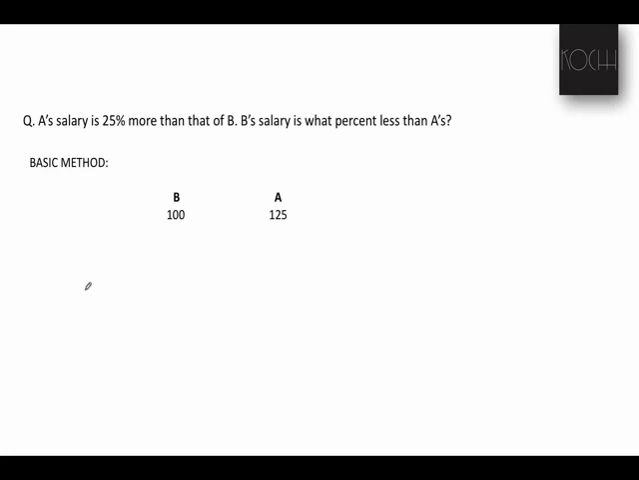We have a question. A's salary is 25% more than that of B. So B's salary is what percent less than A's? So our basic method is, the first statement says A's salary is 25% more than that of B. Now my reference is B. Now if B is 100, A is 125. So we have these values 100 and 125. Now the second statement says B's salary is what percent less than A's?